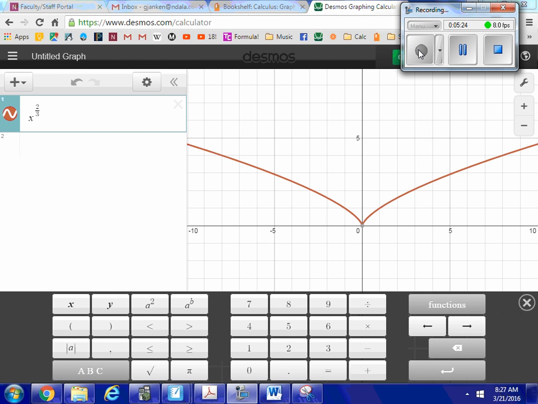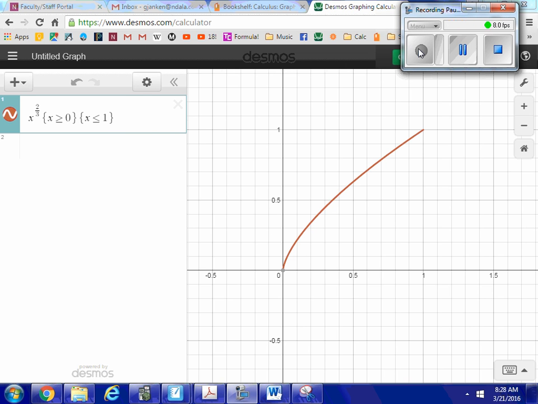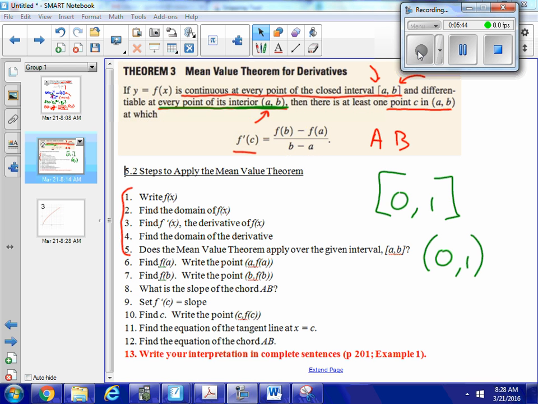Just so we can see this a little bit better, I'm going to graph this function in Desmos. So here is the function. And now I've restricted the interval to between 0 and 1 inclusive. And now I've zoomed in on it so we can look at it a little bit better. I'm trying now to find the one x value c such that f of b minus f of a divided by b minus a is equal to the derivative of the function at c. What's this telling me?